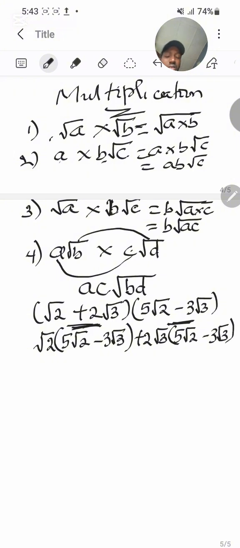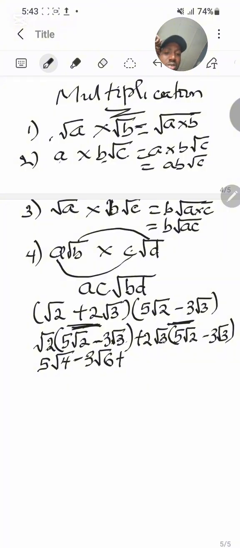You close the bracket. All right, so root 2 times 5 root 2. Don't forget there is an invisible 1 beside this root 2. So that's going to be 1 times 5. That is 5. Now, root 2 times root 2 is going to give us root 4. Now, root 2 times minus, don't forget there's a negative sign here, so we can write that out first. Root 2 times 3 root 3 is going to give us 3 root 6, because the root 2 will multiply the root 3, and that's going to give us root 6.